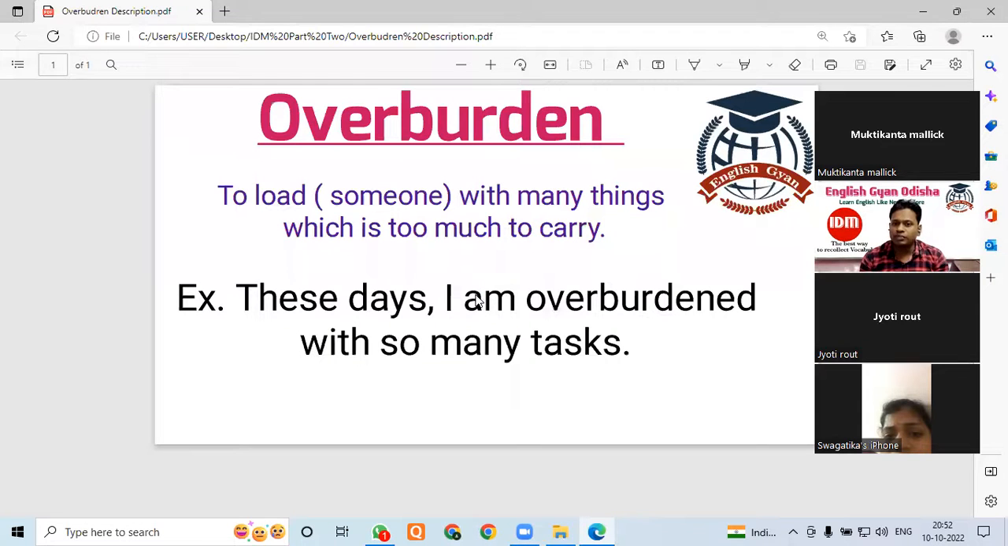To load someone with many things, which is too much to carry. I already informed you, "too" is something very bad, negative. We have loaded somebody with a lot of things, which is too much to carry. He cannot carry. Too much means, it is too spicy, that means it is very spicy, I cannot take it. It's too hot. Oh my God. Suppose you are trying to sip a cup of tea and you find, oh my God, it's too hot. That means I cannot sip it. Exactly. It's too much to carry. That means I cannot carry it. Exactly the same thing. These days, I'm overburdened with so many tasks, you can say.